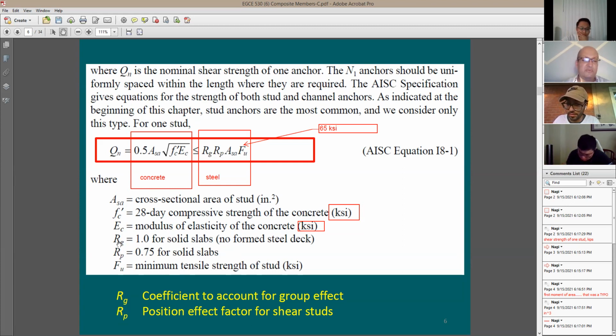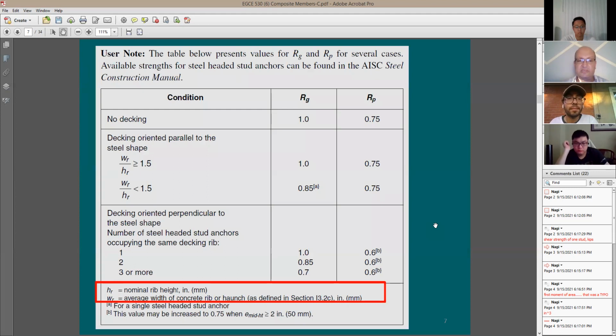Now we have here two values for RG and RP. As it says here, RG, if you have solid slab, no metal deck, R sub G is going to be equal to 1.0. How about RP for the position? It's going to be 0.75 for solid slab. Okay. Let me see the following table. It's going to make my life a little bit easier. I'm going to say here's RP and here's R sub G.